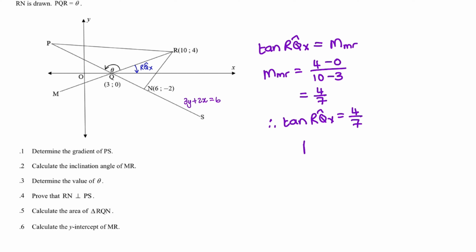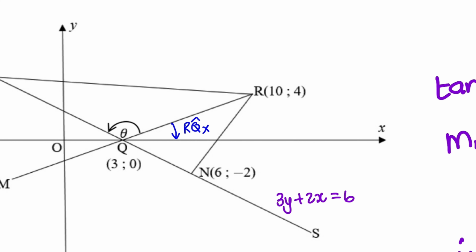Now, in order to find the angle size, I would use my calculator, and I'll press Shift Tan and then enter in the fraction of 4 over 7. And that will give me an answer of 29.74 degrees. So the angle of RQX is 29.74 degrees.